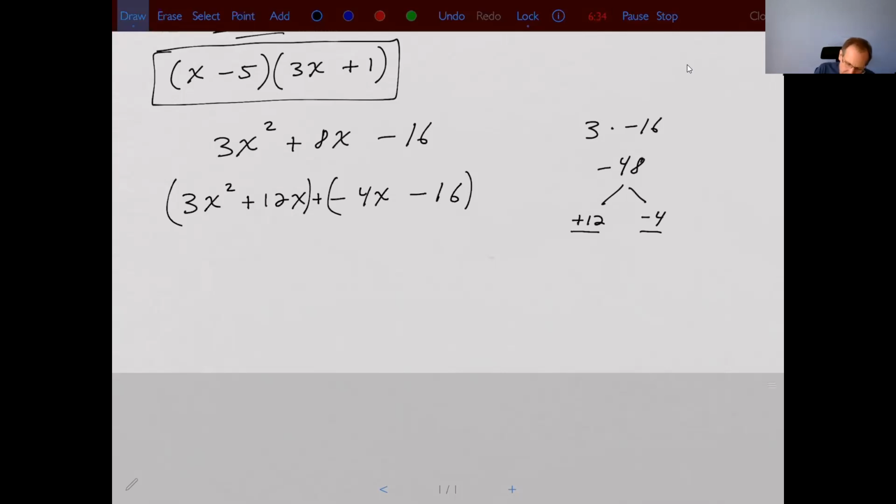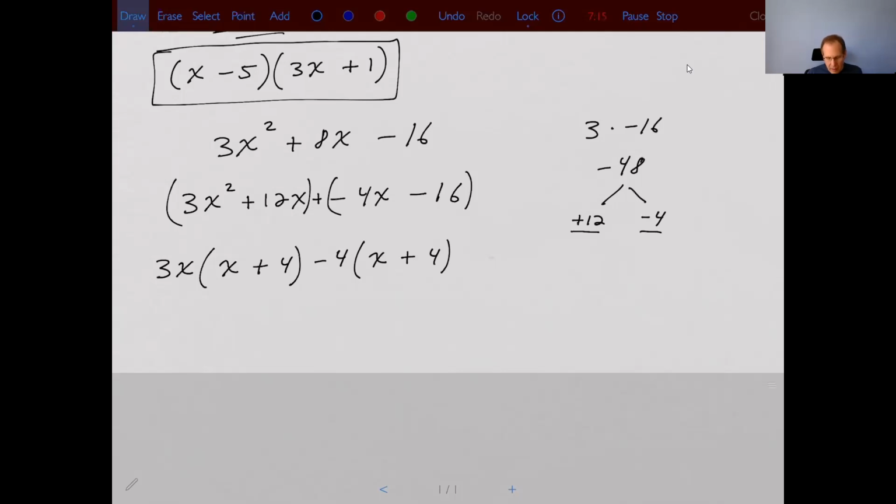And now I factor as much as I can out of that first set of parentheses. Well, it looks like I can take out a 3x, and I'm left with x plus 4. And then my goal is to factor something out of the second set of parentheses so that I'm left with x plus 4. Is there anything I can take out so I'm left with x plus 4? Yeah, if I factor out a negative 4, then I'm left with x, because negative 4 times x gives me negative 4x, and then plus 4, because negative 4 times positive 4 is negative 16.